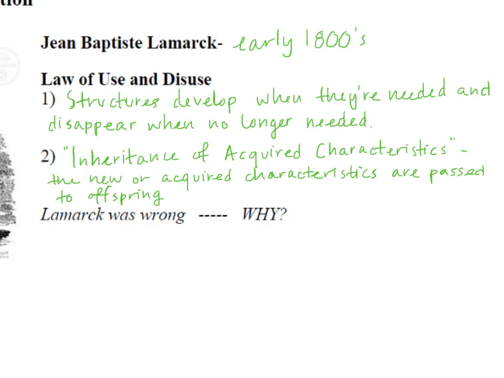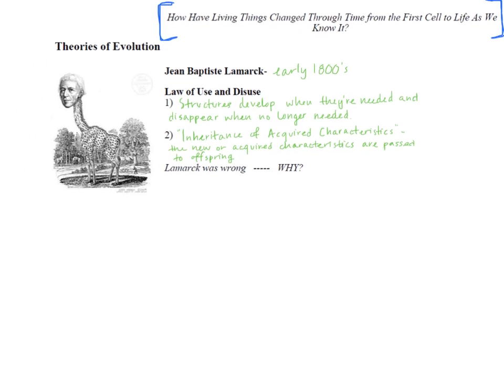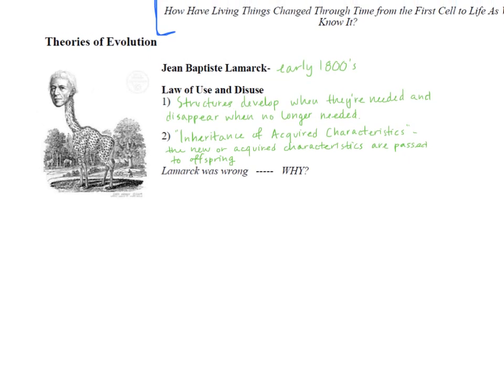So let's think about an example of what Lamarck's theory then would have meant. Lamarck's theory, starting with the law of use and disuse, says structures develop when they're needed and disappear when no longer needed. So this would be like me saying it would be useful to have a third arm and a third hand, because that way I can hold a lot more things. And so I would develop a third arm and a third hand. And then because I now have that third arm and third hand, it could be passed on to my offspring.